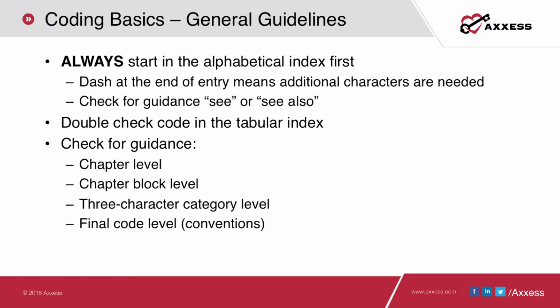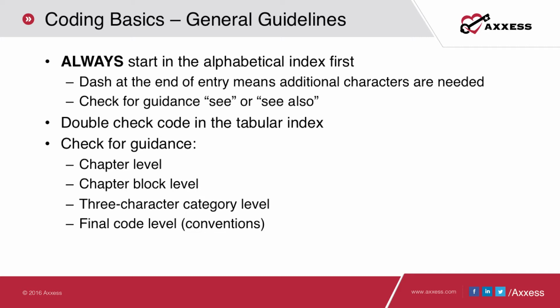You'll want to look for that guidance at the chapter level, and what that means is that when you first come to the chapter in the book, right after the code title that says, say, chapter 21, you're going to see in red perhaps or in black some writing that tells you certain information that applies to all the codes in that particular chapter. You'll also want to check for guidance at the chapter block level. Now, the chapter block level guidance applies to all the codes in that chapter block.